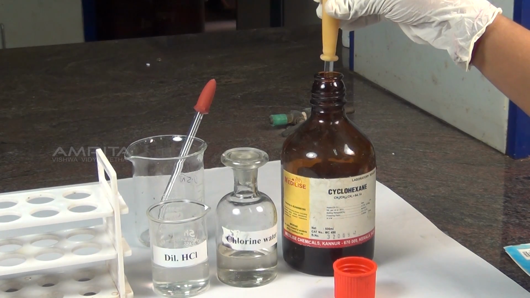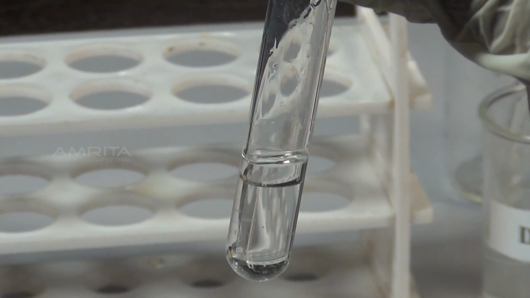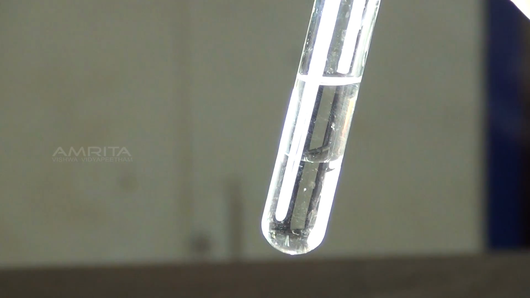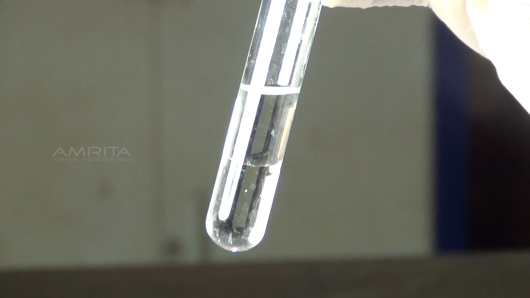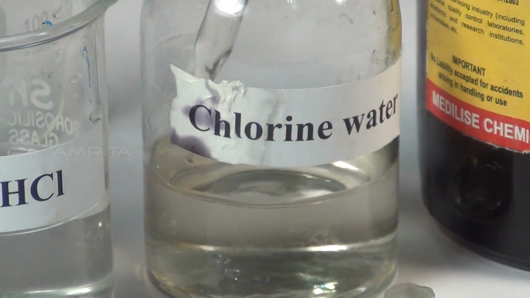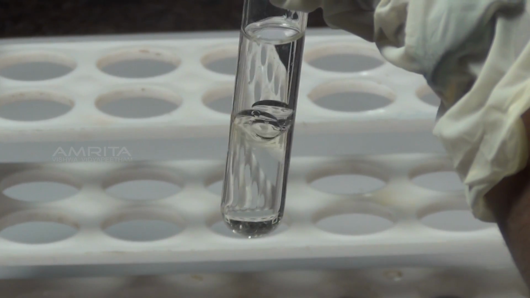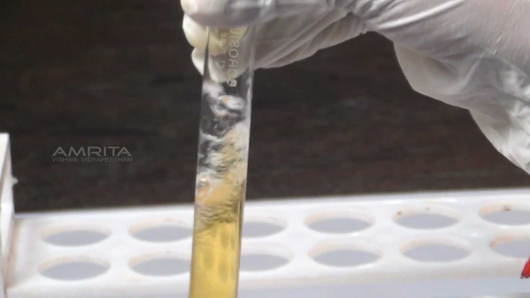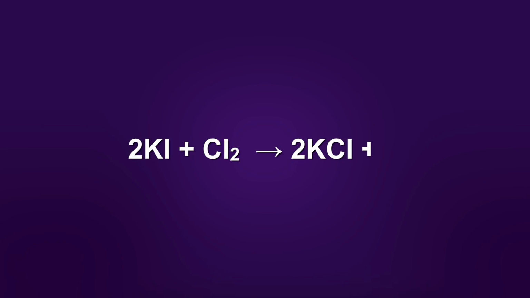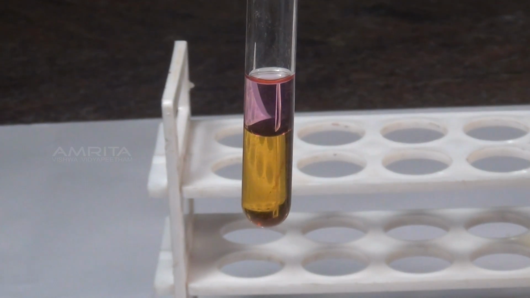Now, add a small volume of cyclohexane to the test tube using a dropper. Cyclohexane forms a separate layer above the aqueous solution. Then, add chlorine water to the test tube using another dropper. Shake the contents of the test tube vigorously and allow it to stand. The iodine liberated in this reaction, being soluble in cyclohexane, imparts a violet color to the cyclohexane layer.